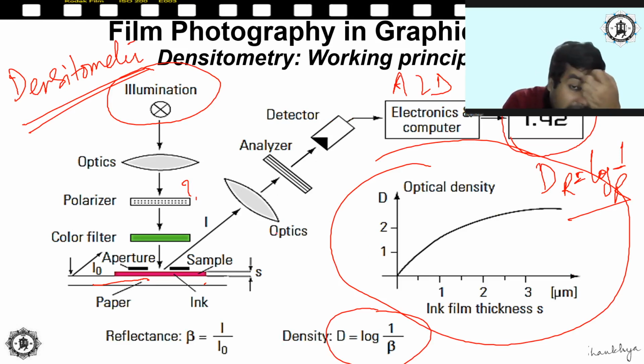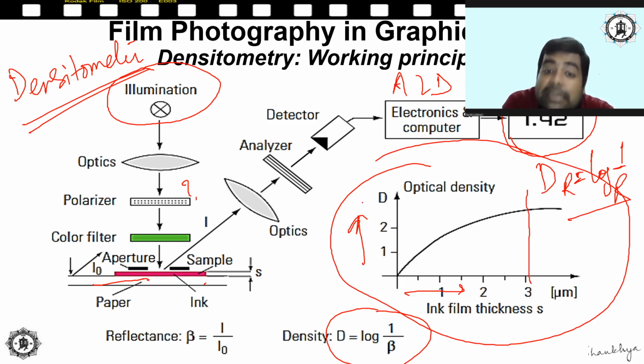See this plot. Along the y-axis we have the optical density, along the x-axis we have the ink film thickness in microns. With the increase in the ink film thickness, we know that the optical density will increase, right? But take a look at what is happening when the ink film thickness goes beyond a certain point, in this case beyond 3 microns. You see the curve of the optical density is almost getting flattened, no increase at all.